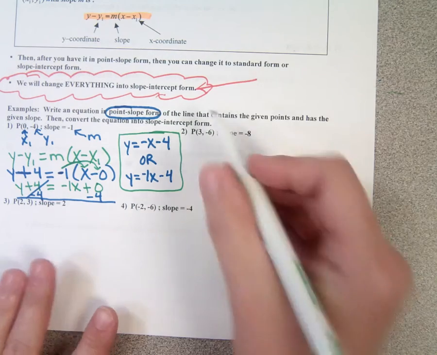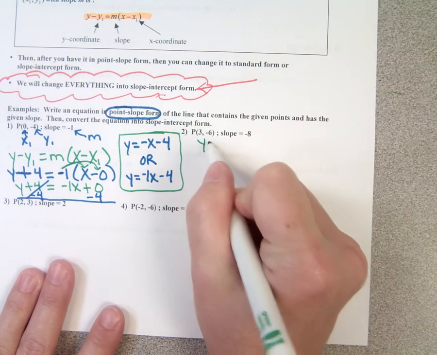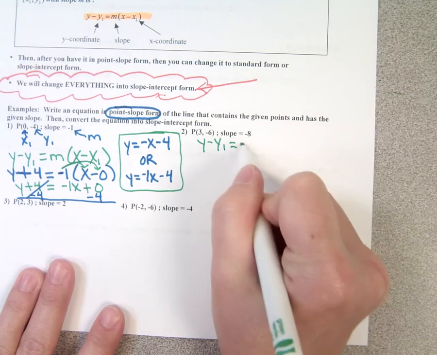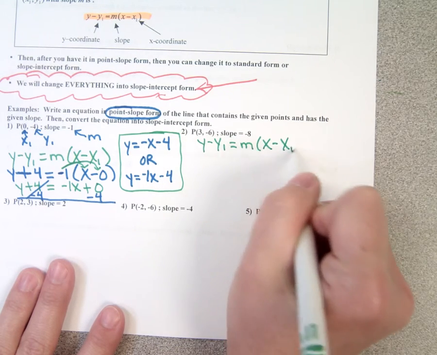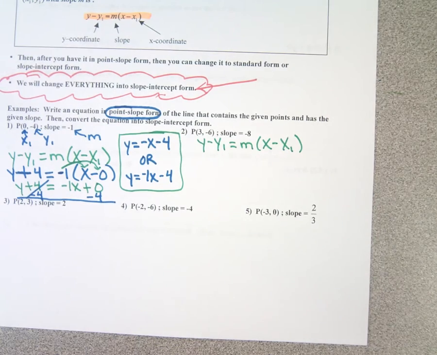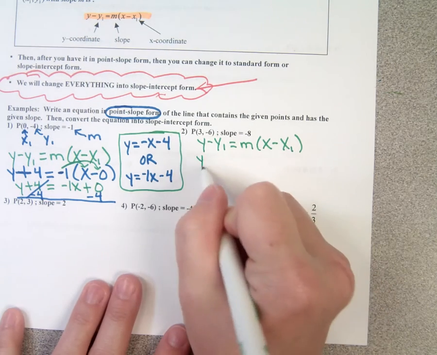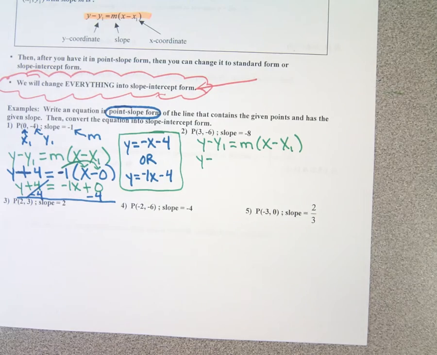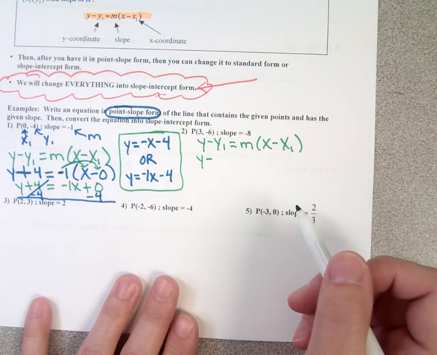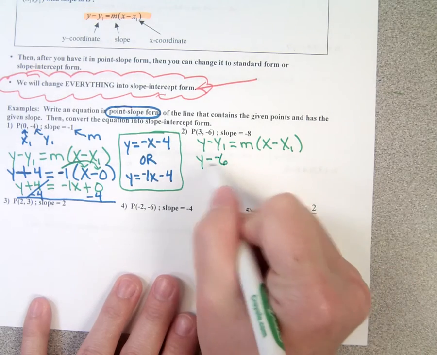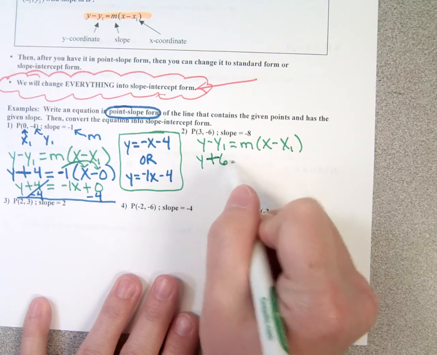Once again, I'm going to go ahead and just write down my point slope formula. y minus y1 equals m times x minus x1. And then I'm going to just start plugging things in. So it always goes y minus, which one's the y coordinate? -6. So the minus the negative is going to turn into a plus.